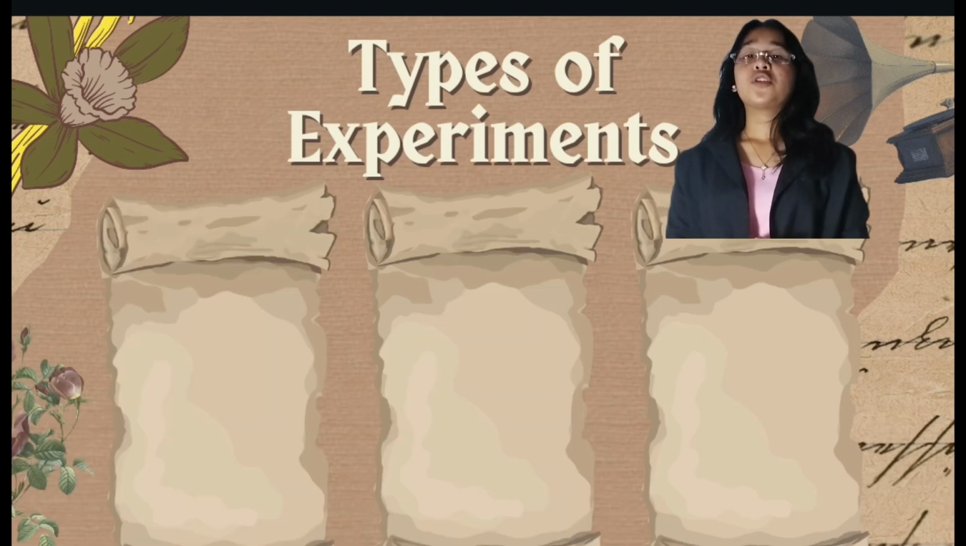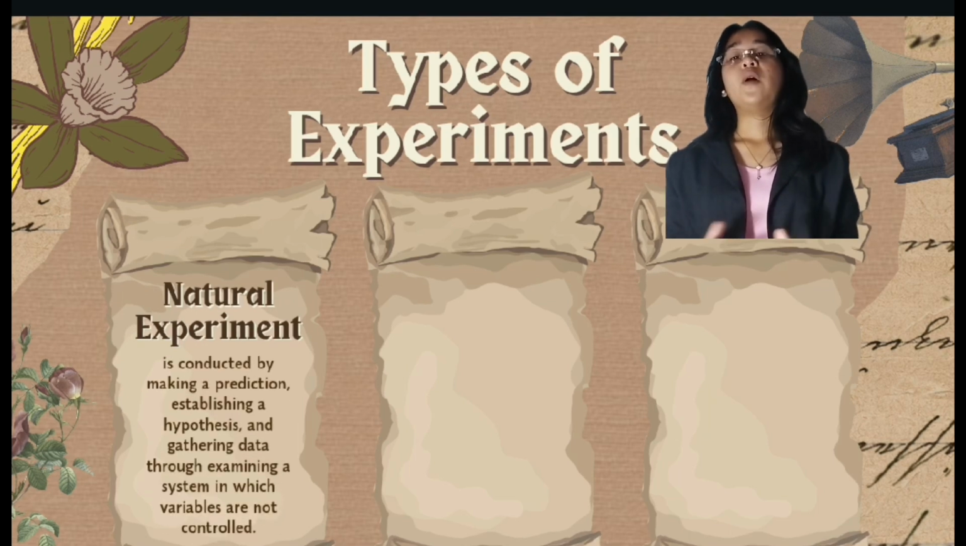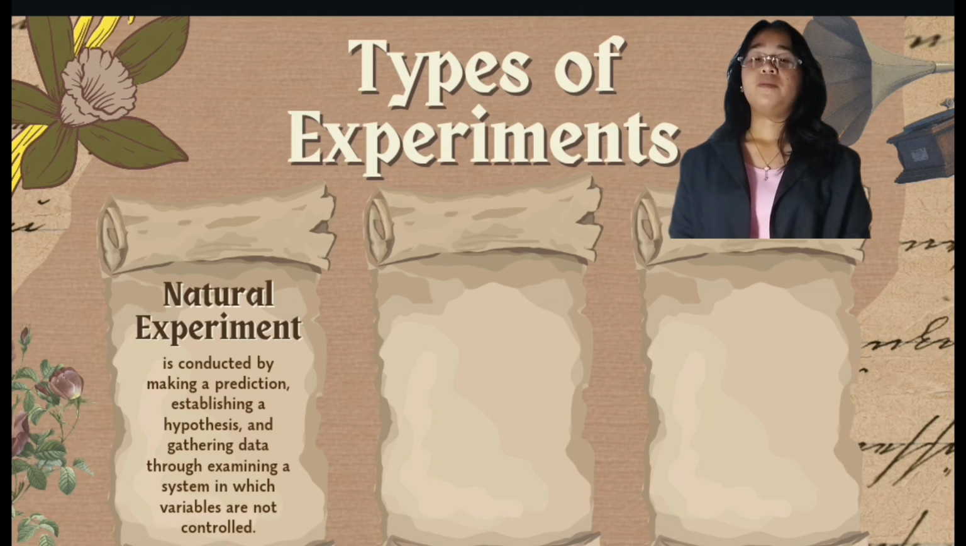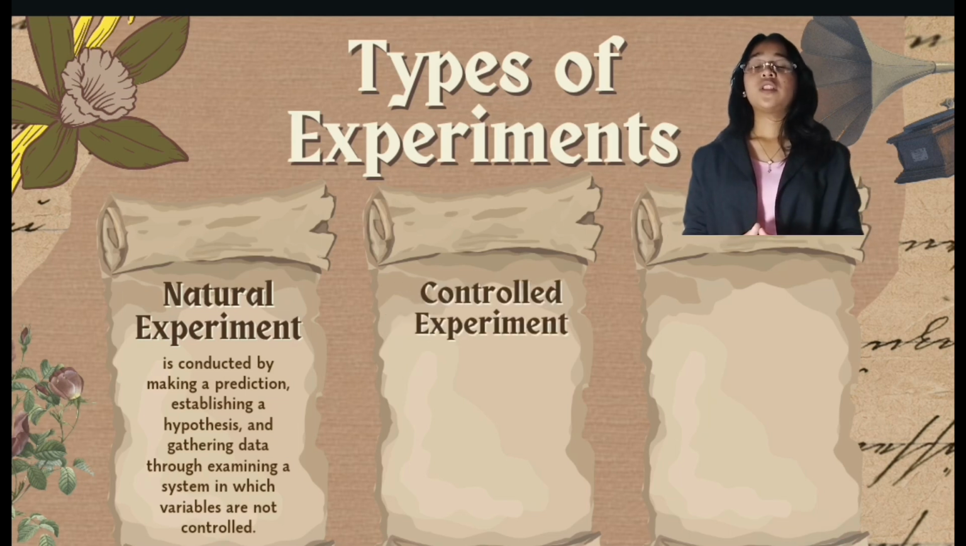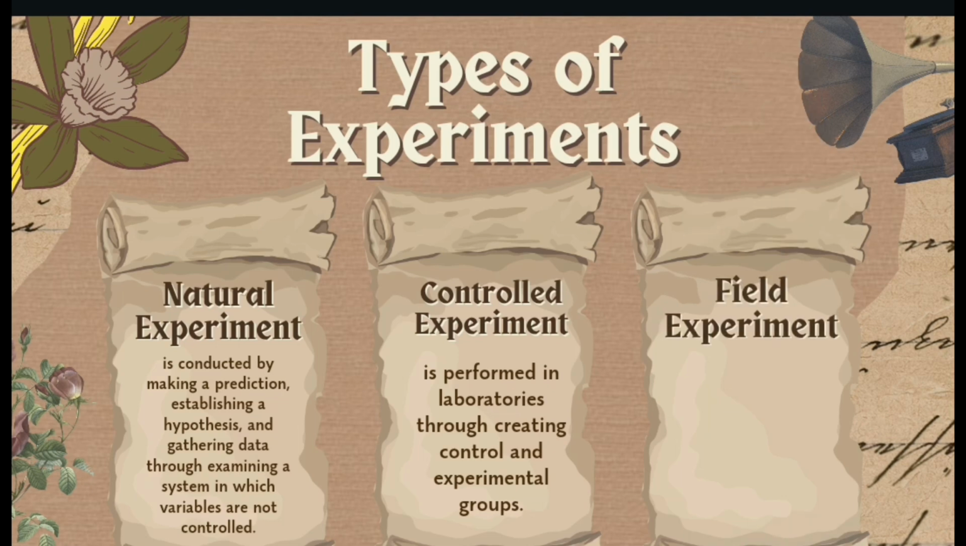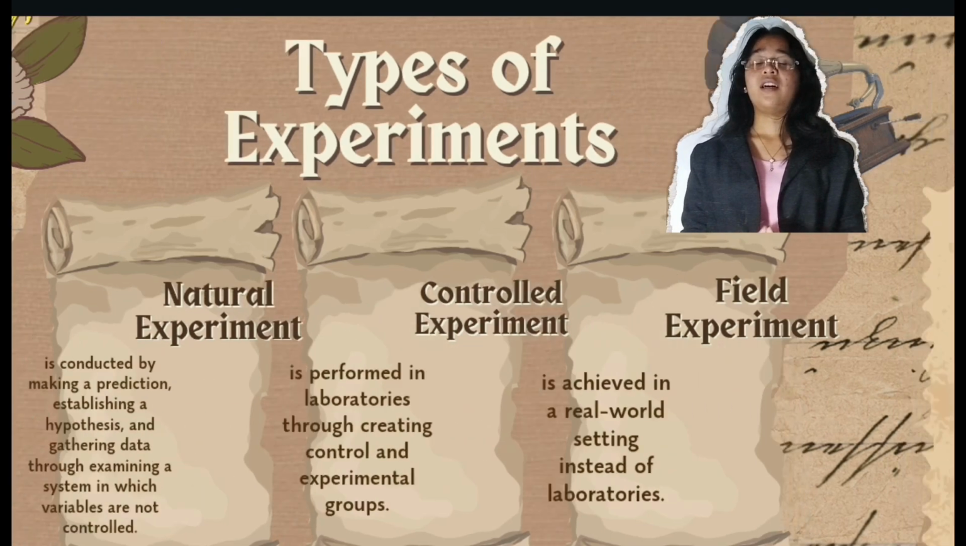There are types of experiment. Number 1. Natural experiment. It examines the system without controlling variables. Example, studying the effect of a natural disaster on a coastal ecosystem. Number 2. Controlled experiment. Conducted in labs with control and experimental groups. Example, comparing different teaching methods and student learning. Number 3. Field experiment, conducted in real-world settings. Example, studying the impact of urbanization on local wildlife.